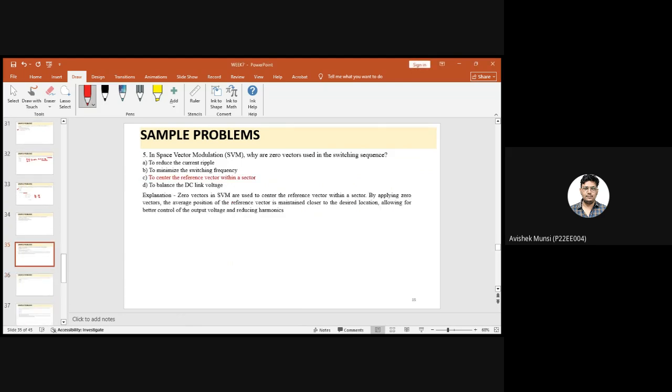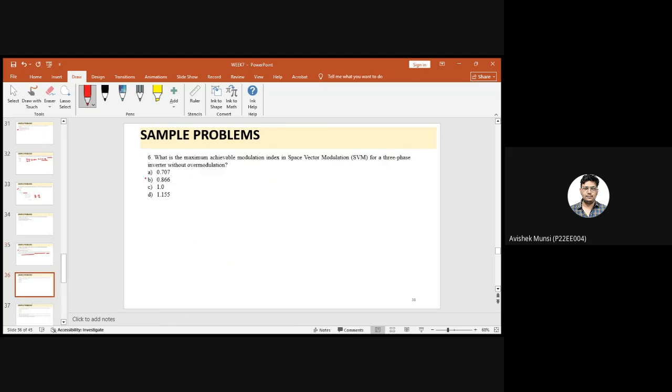So in case of the space vector modulation, we use the zero vectors to center the reference vector within the sector. Okay, so by applying zero vectors, the average position of the reference vector is maintained closer to the desired location, allowing for better control of output voltage and reduced harmonics. Okay, so the main point is to center the reference vector.